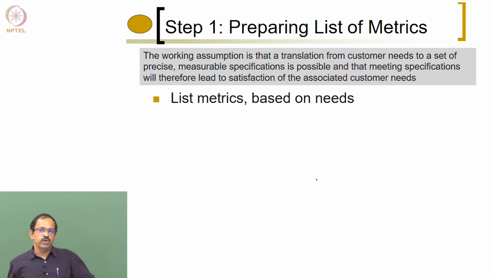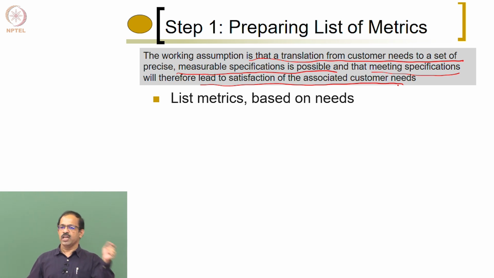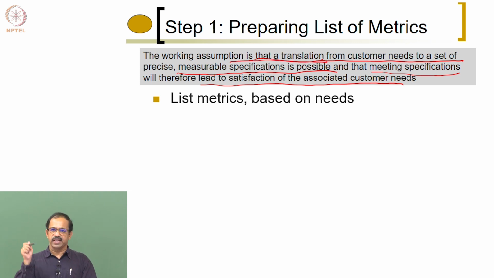Why we are actually doing this is basically because of the assumption that a translation from customer needs to a set of precise measurable specifications is possible, and meeting the specifications will therefore lead to satisfaction of the customer needs. That is the fundamental premise we make, that if you can convert all the customer needs into specification, and if you can meet all the specification, then customer needs can be satisfied. So indirectly we are trying to satisfy the customer needs by making the specification and then trying to achieve the specification.